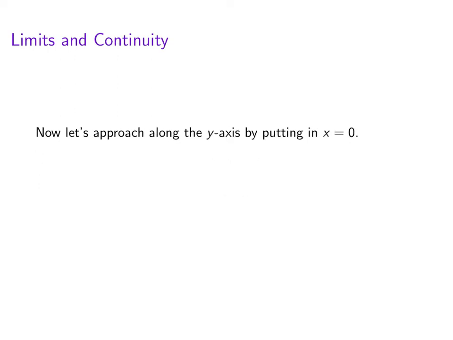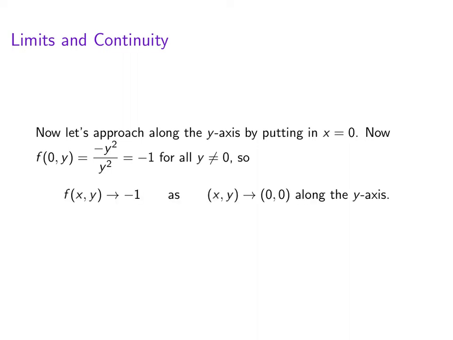Now let's approach along the y-axis. This time we'll put in x equals 0. When we do that, then we have f of 0, y equals negative y squared over y squared, which is equal to negative 1, as long as y is not equal to 0, and we don't care what happens when y is equal to 0. So, f of x, y will approach negative 1 as x, y approaches 0, 0 along the y-axis.